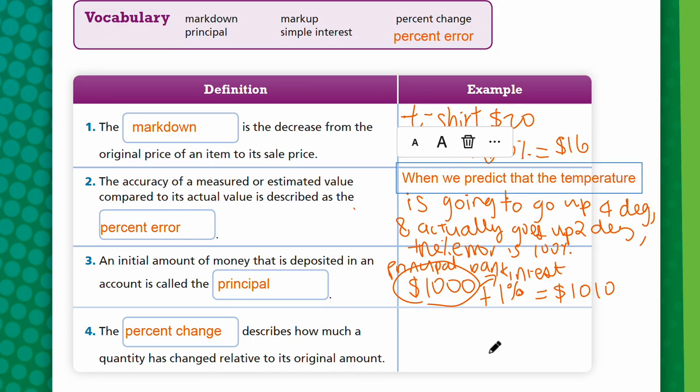Okay, number 4, the percent change describes how much a quantity has changed relative to its original amount. An example of a percent change would be when you have a cup of water, right? Let's say 200 milliliters of water, and then you drank some of it. You drank, let's say, 15%. And so the percent change is a 15% decrease.